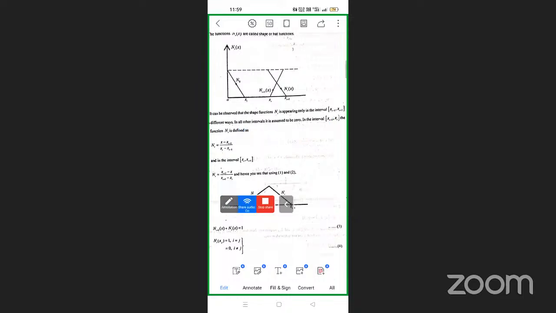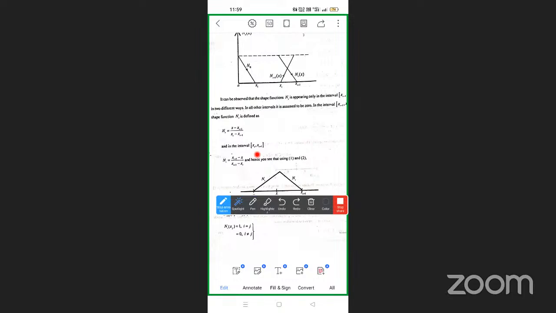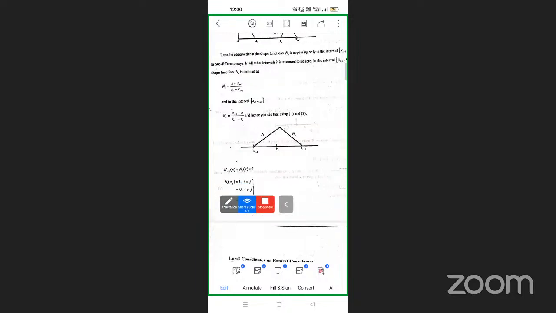Next, in the second interval, the interval xi comma xi plus 1, the shape function is xi plus 1 minus x by xi plus 1 minus xi. So we can take the numerator and denominator minus common, giving x minus xi plus 1 by xi minus xi plus 1. So this is in the interval xi comma xi plus 1. On the x-axis, xi minus 1, xi plus 1, this is ni.